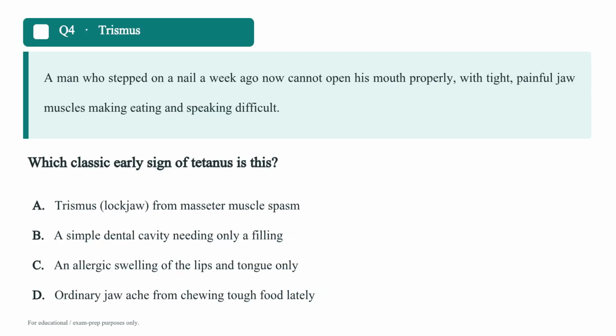Question 4. A man who stepped on a nail a week ago now cannot open his mouth properly, with tight, painful jaw muscles making eating and speaking difficult. Which classic early sign of tetanus is this? Option A, trismus or lockjaw from masseter muscle spasm. Option B, a simple dental cavity needing only a filling. Option C, an allergic swelling of the lips and tongue only. Option D, ordinary jaw ache from chewing tough food lately. Pause here and choose your answer.